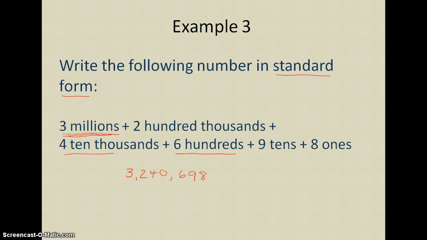So that's expanded notation. In the next video, we'll take a look at writing words or numbers in what are called word names.